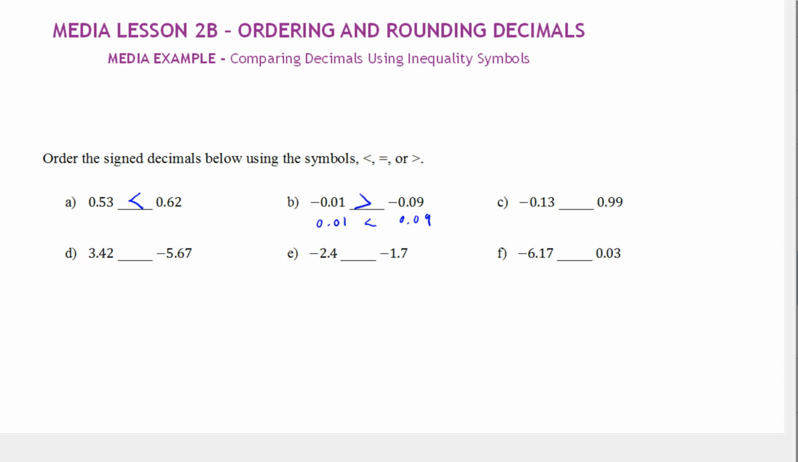Another way to think of this, you can think of this as owing money. Owing 1 cent, so 0.01 is like a penny. That's better or greater than owing 9 cents.